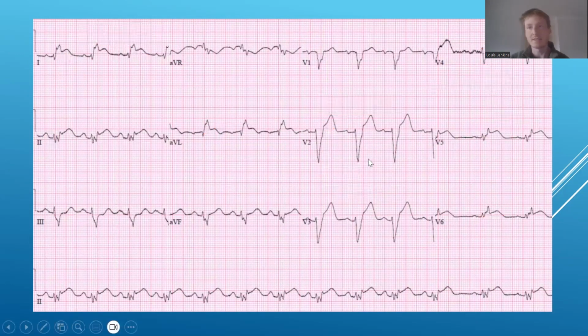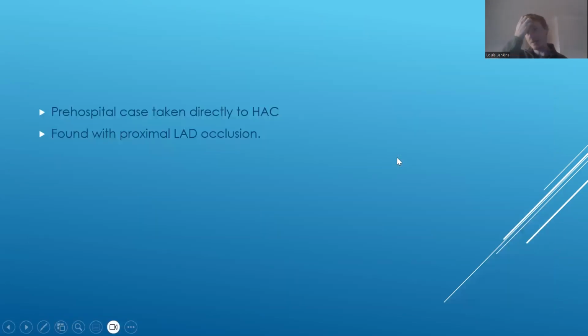Okay, but that's it in a nutshell. So in this instance, this was a pre-hospital case. This patient was taken directly to a heart attack center and they were found with a proximal LAD occlusion. So that's fantastic.